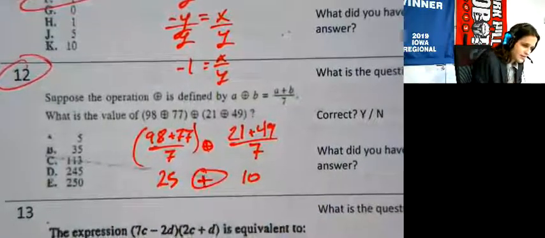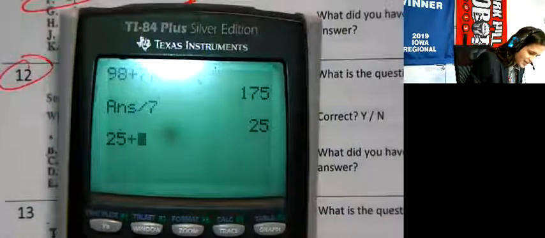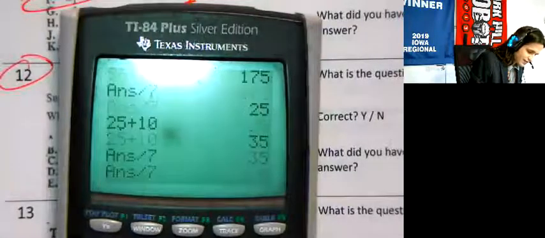All right, so now we have to do 25 cross 10. This is weird. 25 plus 10 divided by 7. Oh, great, 5. Fantastic. Do I know what's going on? Not really. I might remind you to put parentheses around your numerators if you want to. That's going to make your life easier. You're not going to miss as many fraction problems.